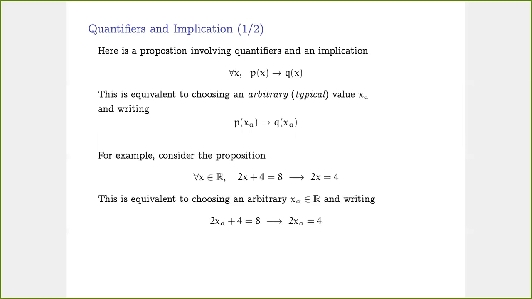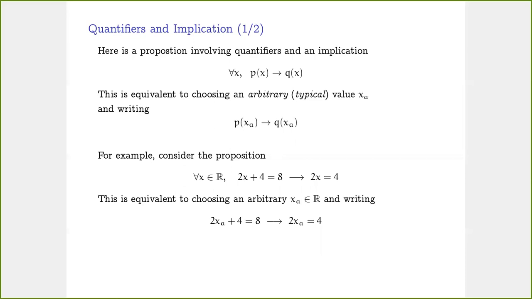For example, let's consider the proposition: for every x in the real numbers, 2x plus 4 equals 8 implies 2x equals 4. You can see what's going on here is that you're subtracting 4 from both sides of the equation on the left, and that's going to give you the equation on the right. But we want to explore how this works with the quantifiers and the implication. This is equivalent to choosing an arbitrary value x sub a and writing 2 times x sub a plus 4 equals 8 implies 2 x sub a equals 4.